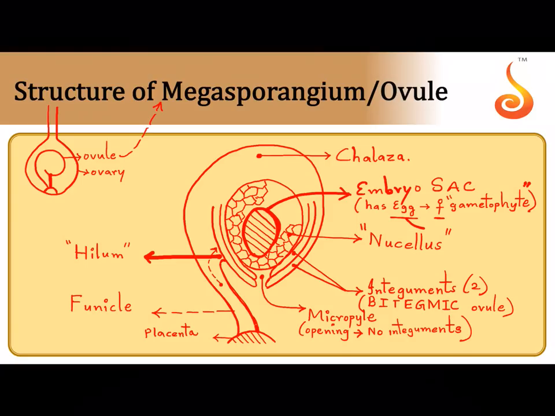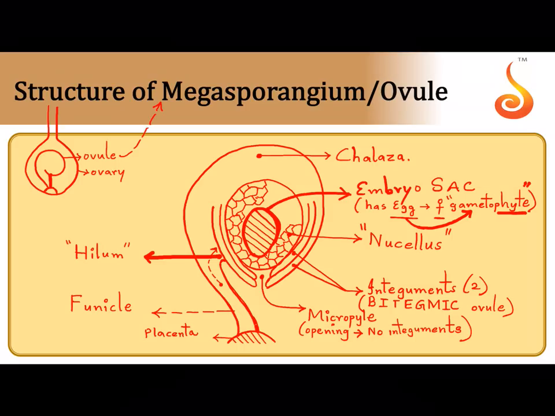Egg is obviously what? Egg is a gamete. So it is a phyte, a plant. It's a mass of cells which contain egg in them. So it is referred to as the female gametophyte or the embryo sac. Did you understand the structure of the ovule?